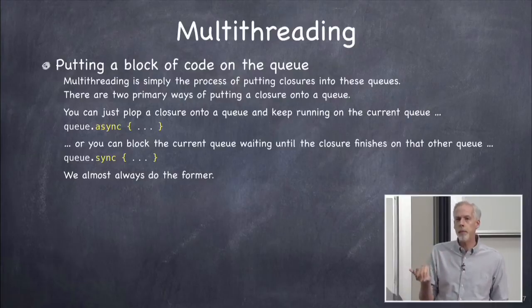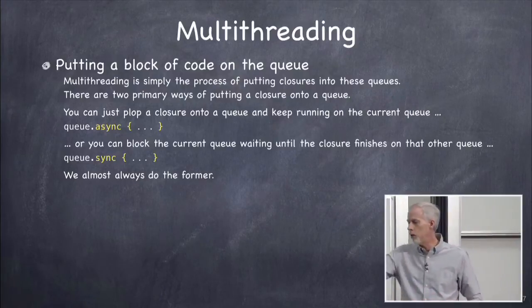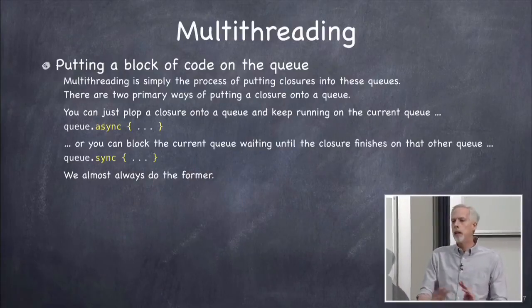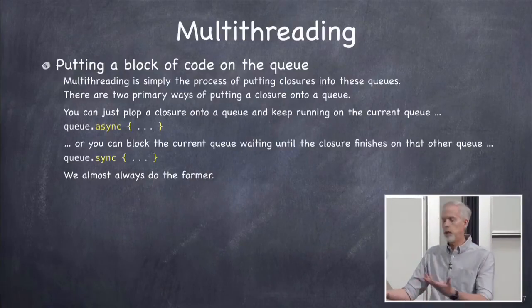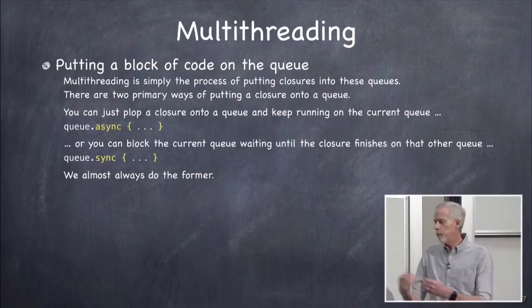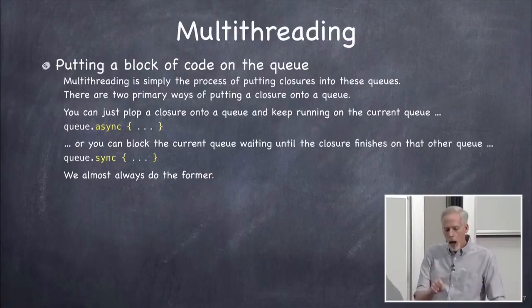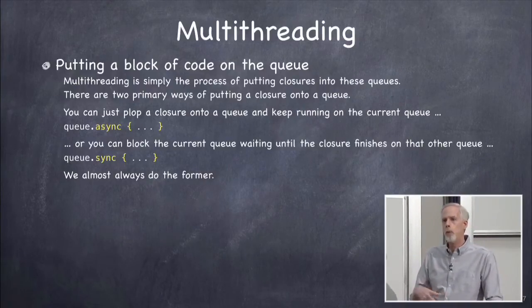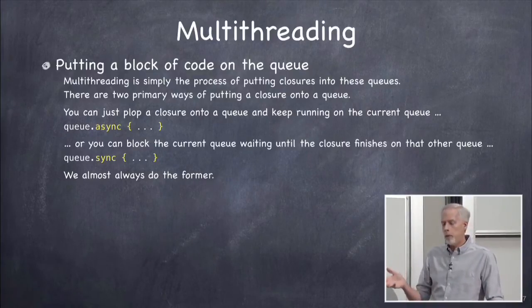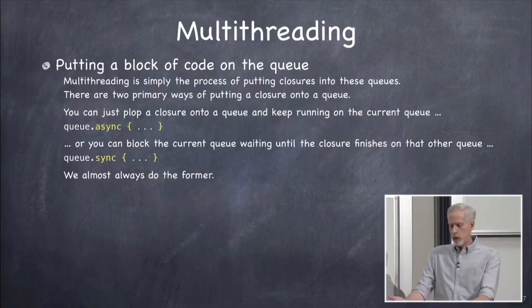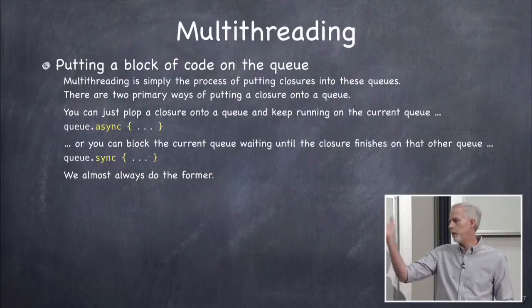So async means put this closure on the queue, put it in the line to execute, and return immediately. Async does nothing except put that block into the queue, whatever queue you send it to. Sync, same thing, puts it in the queue, and then it says block this thread until that closure finishes executing on whatever queue it's on, which could be a totally different queue. So basically, sync is block me until this closure finishes executing wherever you put it.